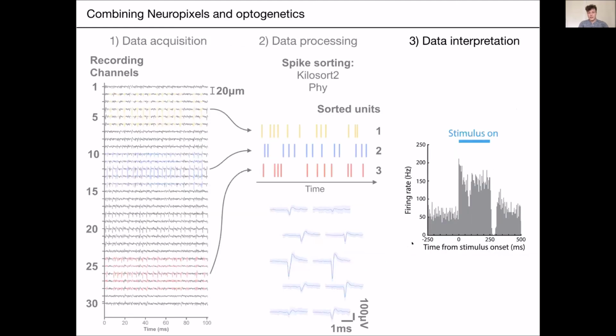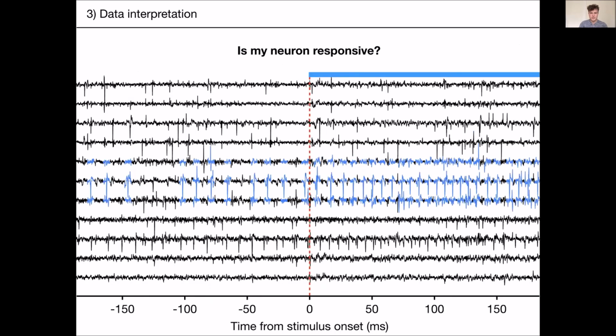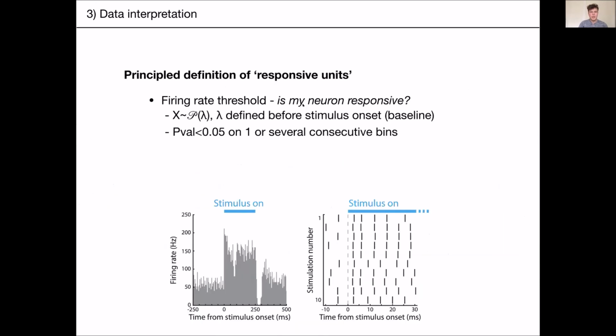And then finally, very quickly, data interpretation. How do you tell that your neuron is responsive or not? So, is this neuron responsive? This is a very obvious case, but you don't want to simply be eyeballing cells. You want a principled way to tell whether your beautiful output from Kilosort is responsive to the light or not. So you have a rate threshold, of course.